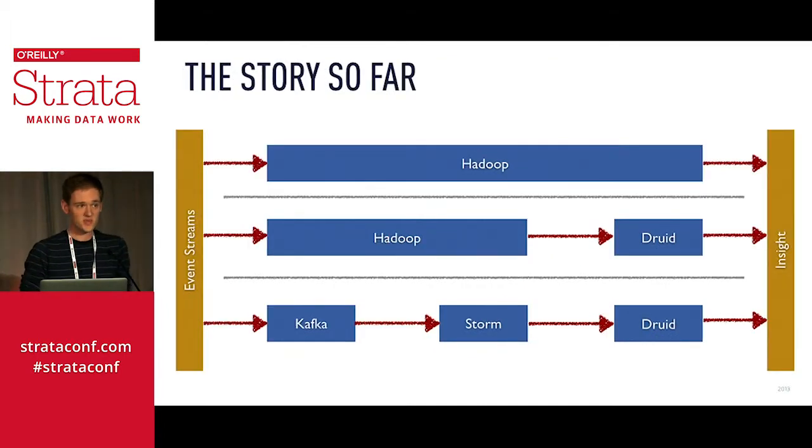And going back to the picture we've been drawing, this is the story so far. We first had just Hadoop, great for storage, very slow for queries. Fix that by adding a query layer. In our case, it's Druid. Hadoop is still great for storage, but not great at loading data into Druid very quickly. So we replaced that with Kafka and Storm.